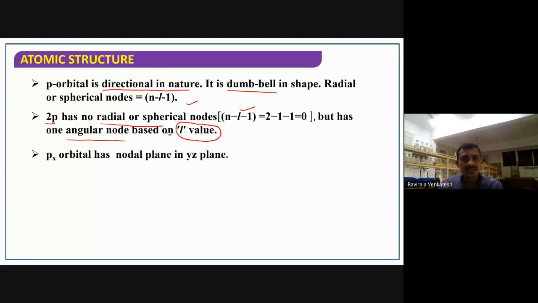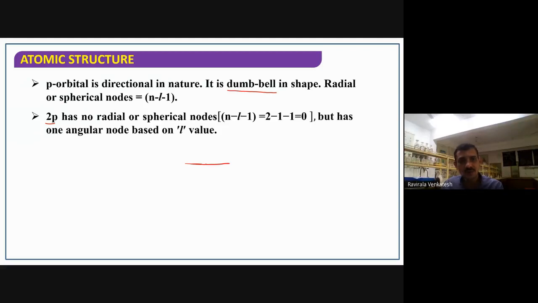Next, nodal plane. We didn't discuss the nodal plane here. Nodal plane means the plane through which the node is passing. So for the px orbital, the nodal plane is the YZ plane.